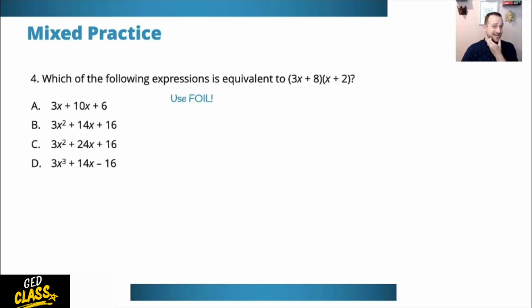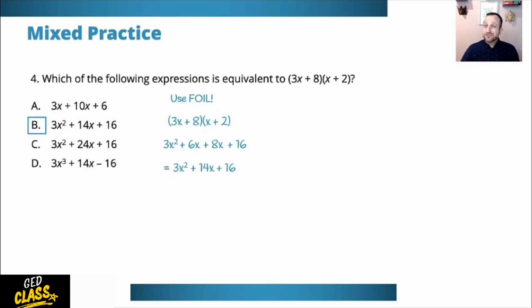All right, for 4, as always, whenever we're expanding out a binomial, we will use FOIL to make sure we didn't miss something. So the first term is 3x times x, which is 3x squared. The outer terms give us a 6x. The inner terms give us an 8x. And then the last terms give us plus 16. Combining the 6x and 8x gives 14x, which is a perfect match to answer choice B, 3x squared plus 14x plus 16. Again, as you're going through and solving, it's important to carefully keep track of each piece.